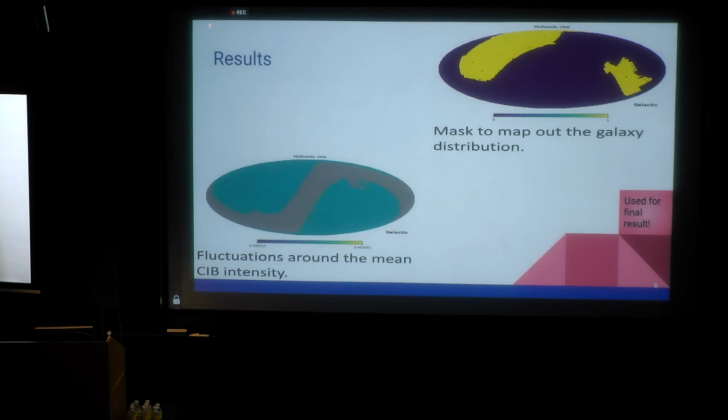Okay, so right here is a couple of images that I used to actually get my final results. So to the bottom left, I don't know if you can see my cursor, but this is the full-sky view, or the halo view, of the fluctuations around the mean CIB intensity. To the top is the mask that actually is used to map out the galaxy distribution. So this map is not the actual map that we use for our results, but this is the mask of that map.